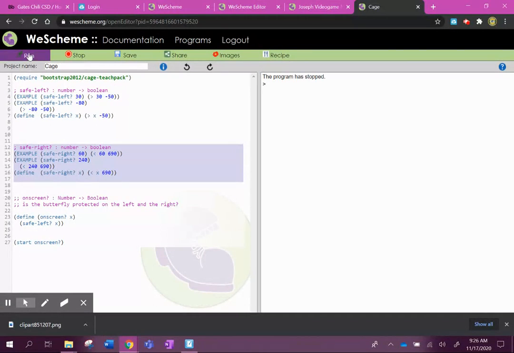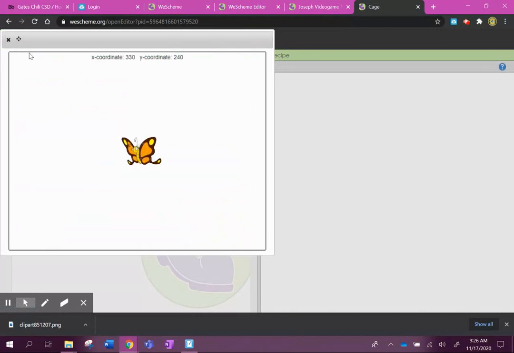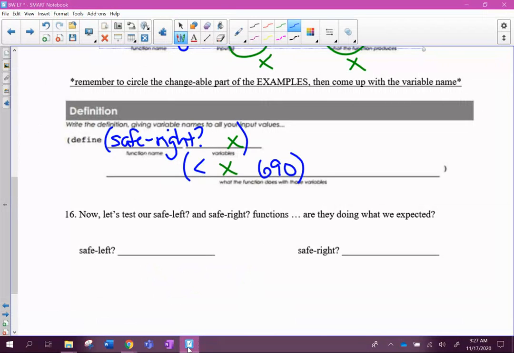All right, so now let's click run. Now if I move Sam to the right, he's still not working, right? I can still move him off the screen. Let's see what happens when I go to the left. He stops. I can't go any further. So we're going to leave you hanging here. Safe left, he is safe. But he's not on the right. Uh-oh. Okay. So this is all we're going to do for today.